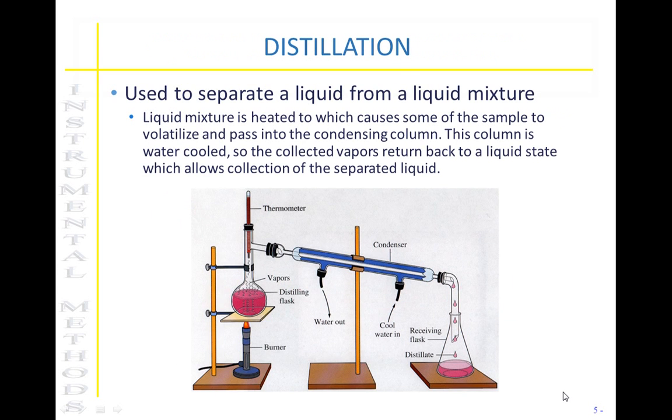Some samples can also be separated through distillation, and usually this is performed to separate a liquid from a liquid mixture. To do this, the liquid sample is heated, which is going to cause some of the sample components to become vapors, which would pass into a condensing column. The column is cooled so that the vapors entering the column are going to return back to a liquid state, which allows them to be collected and separated from the liquid mixture.